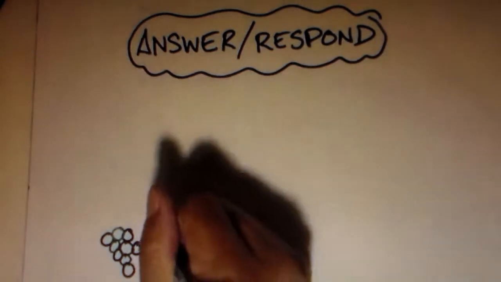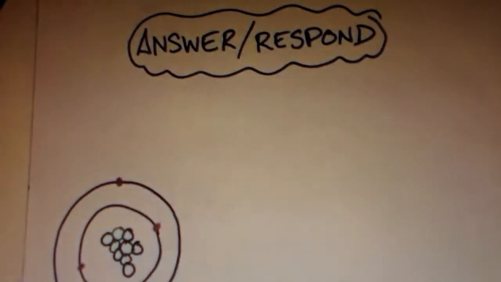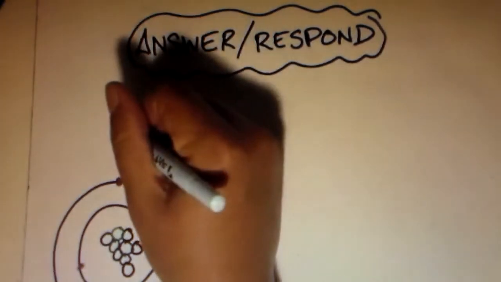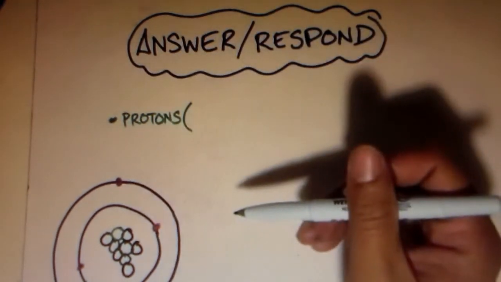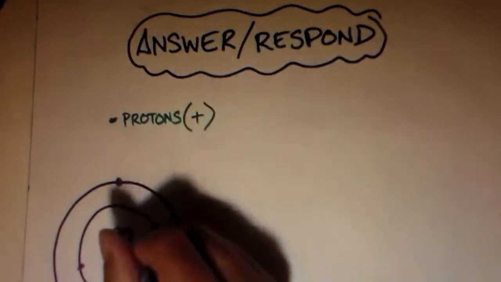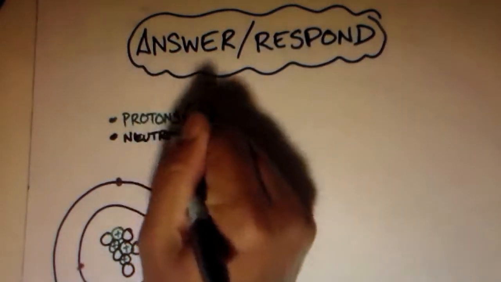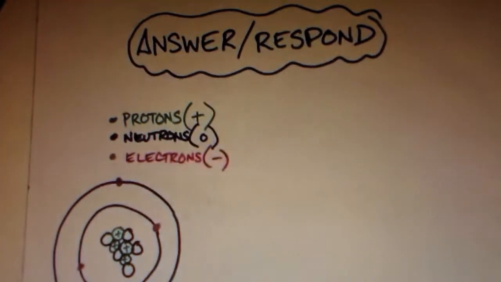What I'm going to draw here is an atom. Now, you all know what an atom is. It consists of quite a few different things: protons, neutrons, and electrons. Now, protons are what type of charge? Actually answer this time. Good. Protons are positive. Then we have neutrons, which are neutral, and then electrons, which are negative.